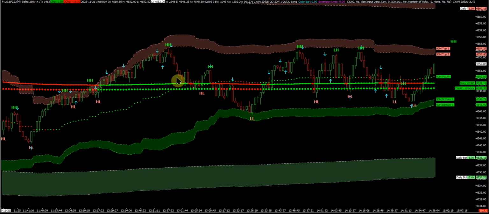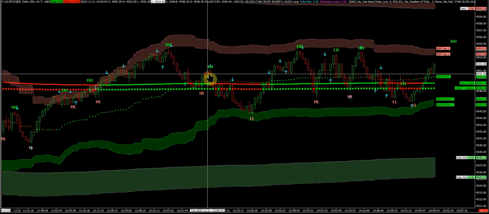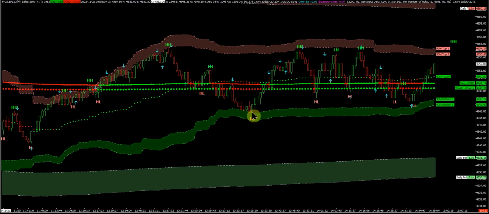Get out. Pull back. Here's a lower high, right? You could take that lower high. There's a strat signal there. You take the short, bam, right back down to the top of that cloud, and you're good to go.